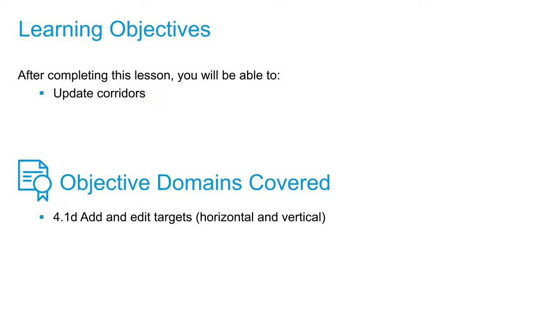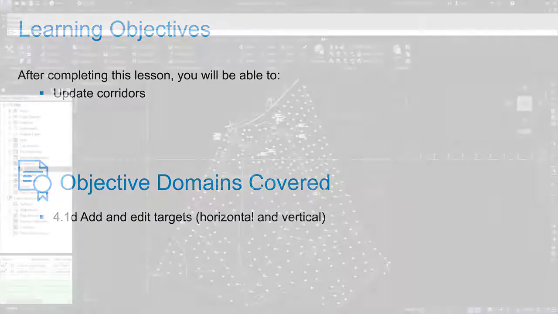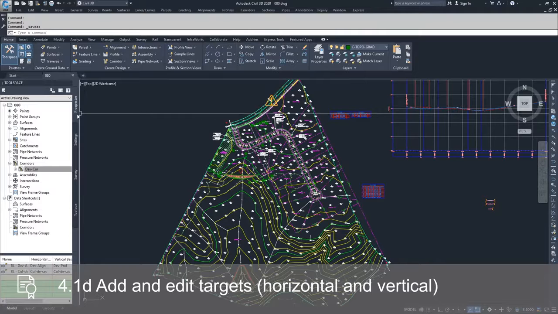In this video, we're going to further refine our corridor by assigning our targets and by setting the frequency of our assemblies inside of our corridor. In order to do that, we're going to navigate over to the Prospector tab. We're going to go down to our Dev Core. We're going to right click and we're going to go to Properties.